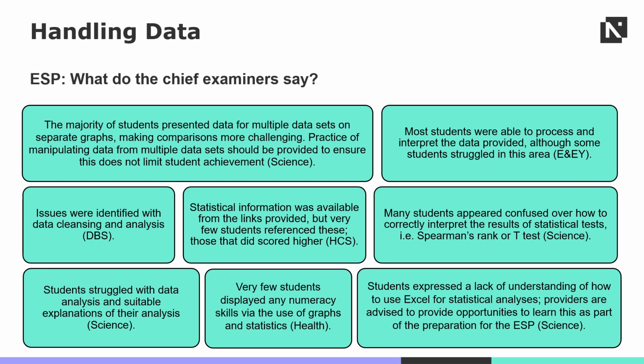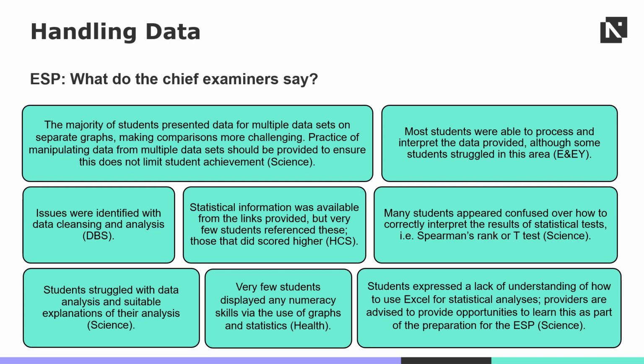So starting at the top left there, we can see that in science, students struggle to present more than one set of data on a graph. So, for example, using dual data or multiple data graphs was preventing their achievement. In education early years, most students were able to process and interpret data, although some did struggle in that area. And across into the digital T levels, issues were identified with data cleansing and analysis.